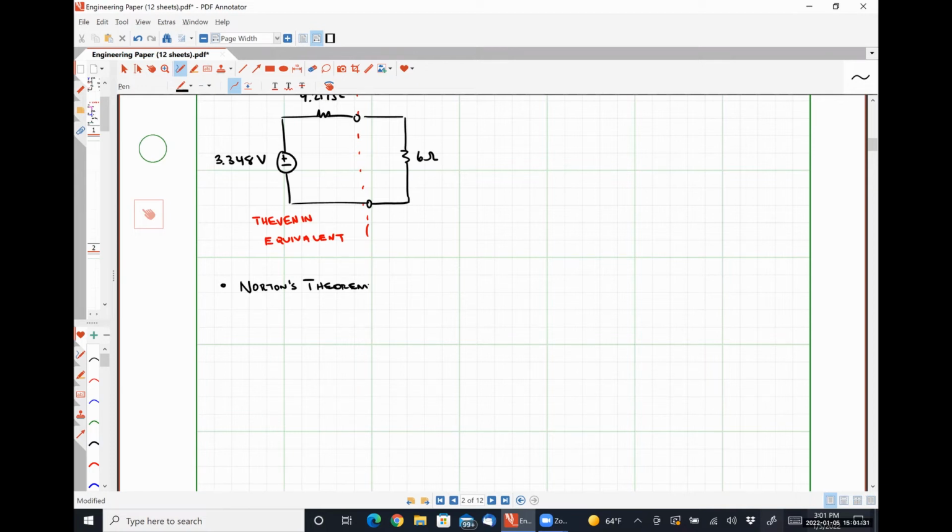Norton's theorem is very, very similar to Thevenin's theorem. It's interesting to me that the discovery, if you will, of these two theorems occurred, I want to say, almost 60 years apart, despite the fact of how crazy similar they are.